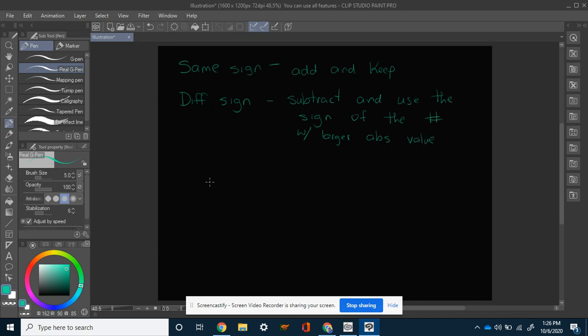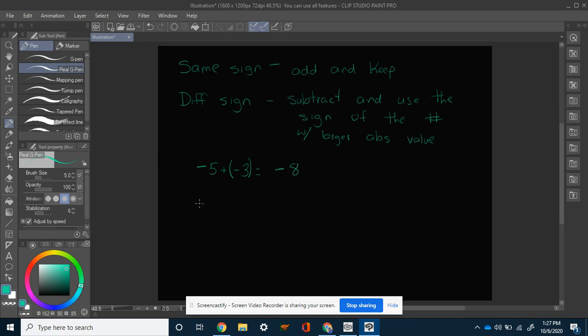Okay, so let's do a couple of examples here because we got to make sure we understand this before we move forward. All right, so same sign, negative 5 plus negative 3. I like to put my second number, if it's a negative, in parentheses so I don't get confused. Negative 5 plus negative 3, same sign, add and keep, so negative 8.